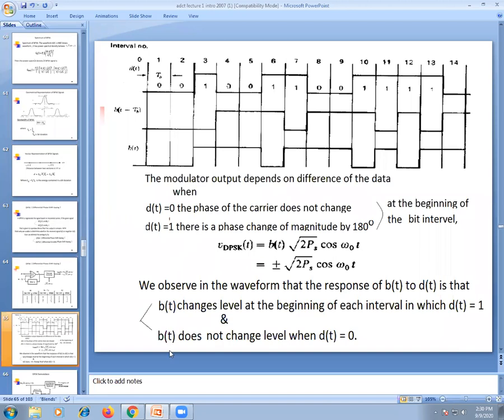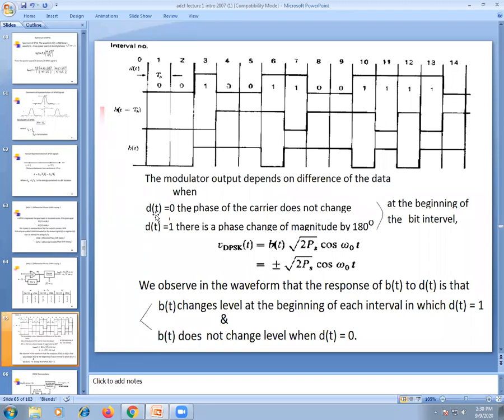Okay. b(t) does not change its phase level when d(t) is equal to 0. b(t) changes its phase only when d(t) is equal to 1. When d(t) is equal to 1, b(t) changes its phase. When d(t) is equal to 0, b(t) doesn't change. All of this happens at the beginning of the bit interval.